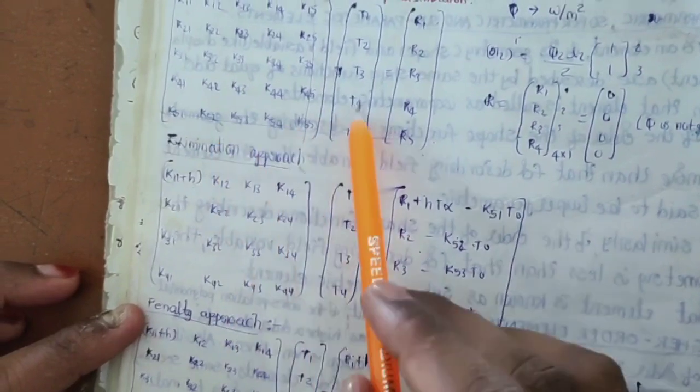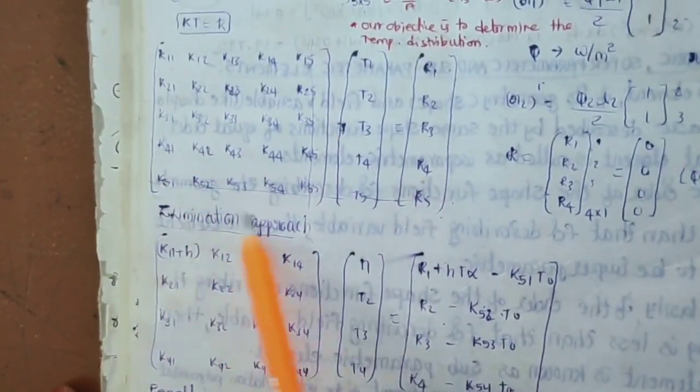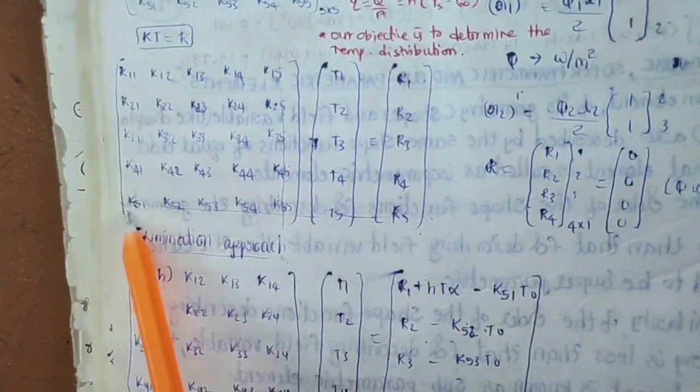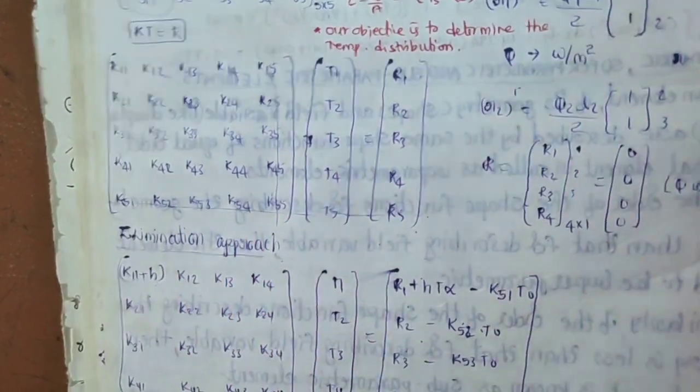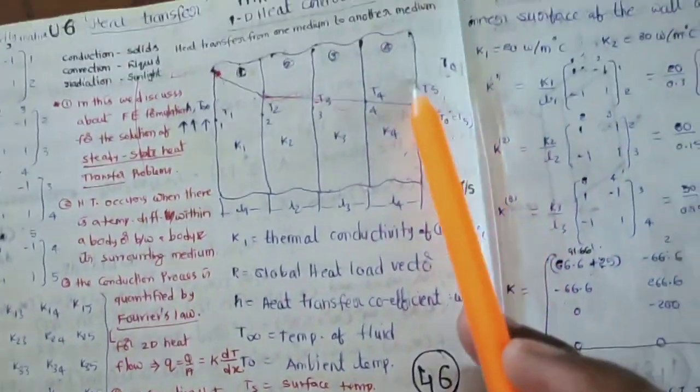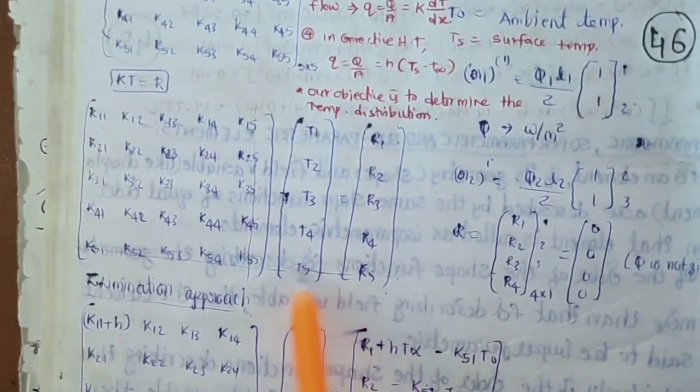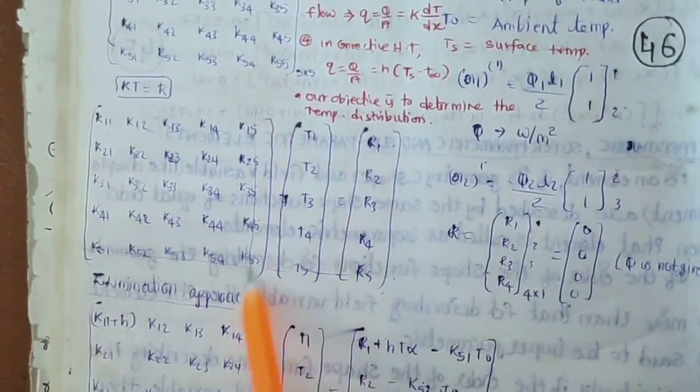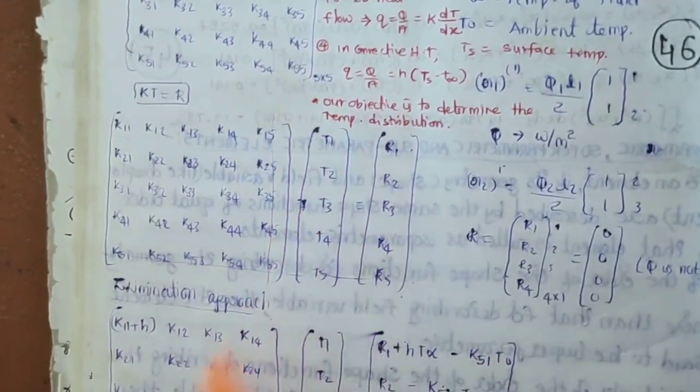But I already discussed earlier, these are the K15, K25, K35 and K55 values. We assumed this is the insulation surface. That's why K15, K25, K35. This T5, the entire row and column, and this value will also be cancelled.